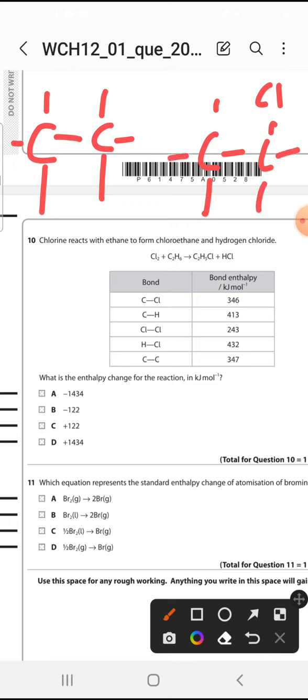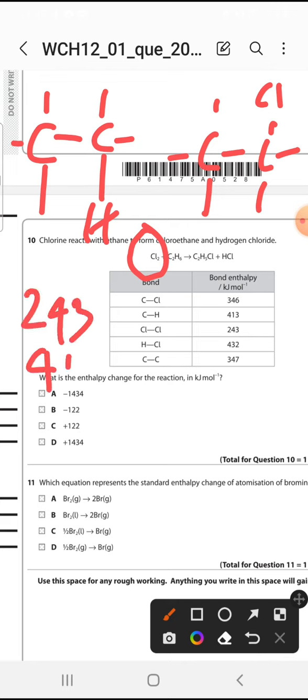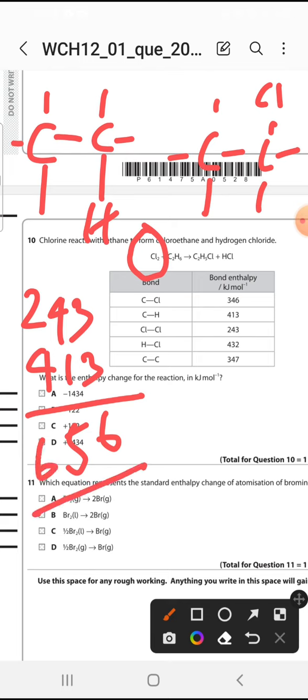You can see what bonds break. We break the Cl2 bond, as well as one of the carbon-hydrogen bonds. So what are the bonds I break? 243 and 413. So these are the bonds I am breaking in total. The other bonds you break, they reform again, so there is no need to think about them. These are the bonds broken.